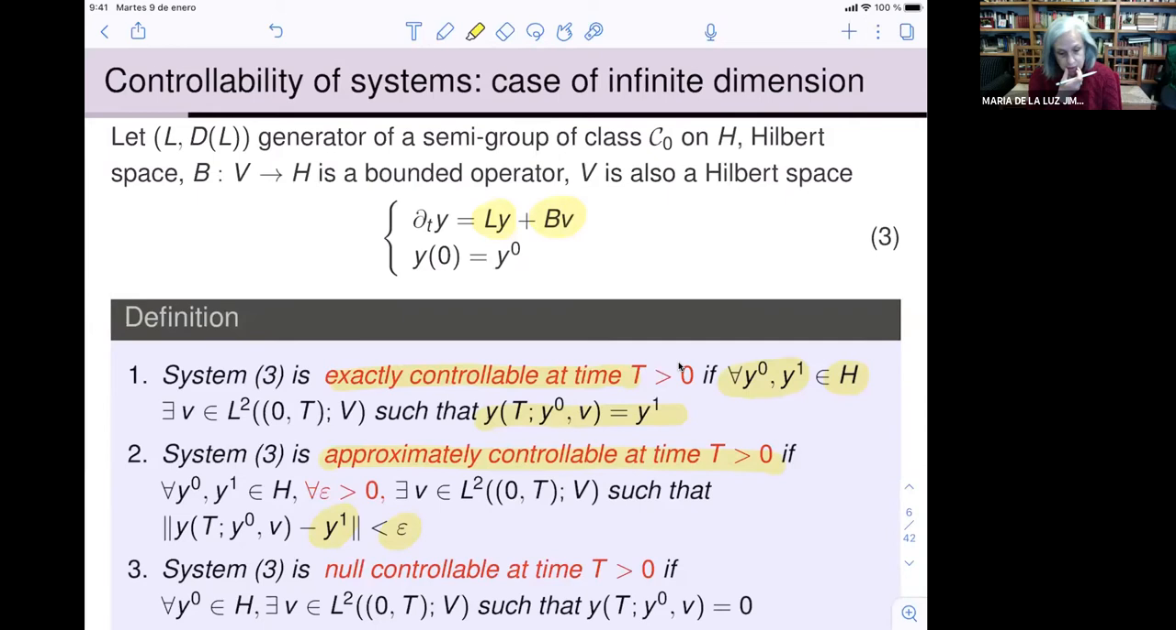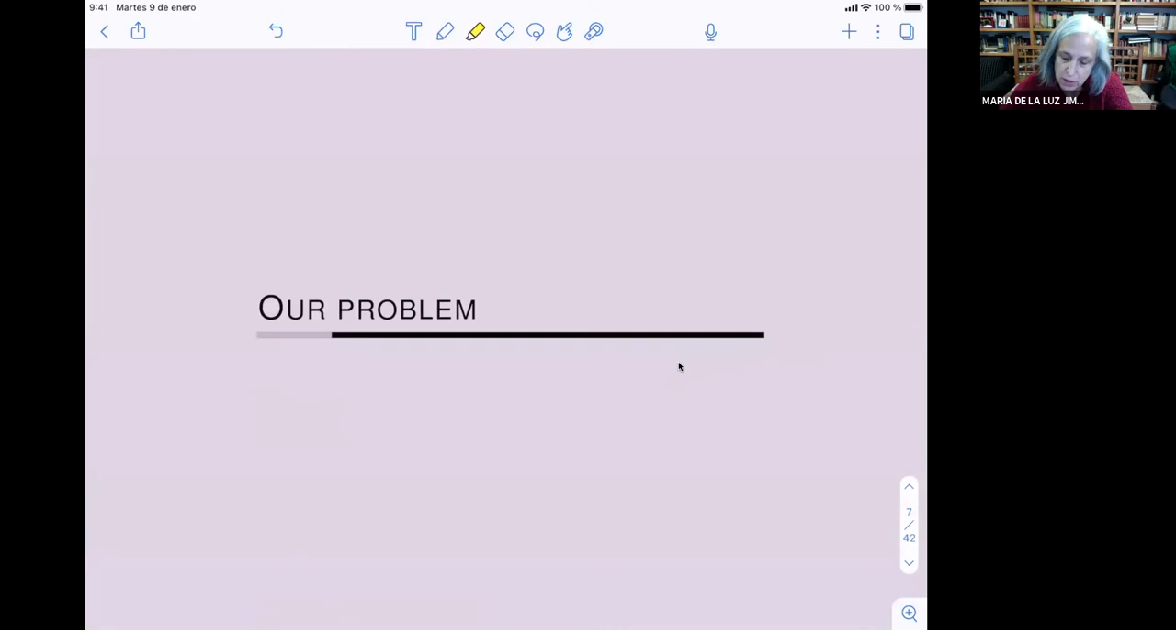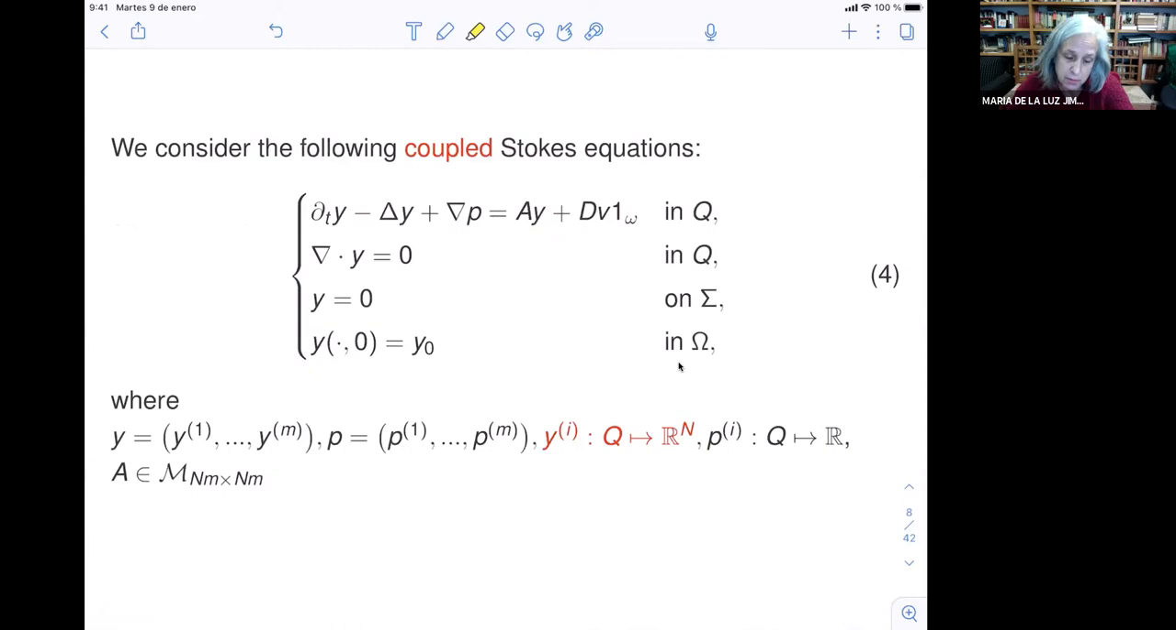And in between these two definitions, you have null controllability, which is just driving the solution at time capital T to zero, to rest. You can leave the system there, and if you don't act on the system, it is at rest. So this is a good position that you can have. In this conference, I will be talking about the problem of null controllability, so driving the solution to zero, of coupled Stokes equations.